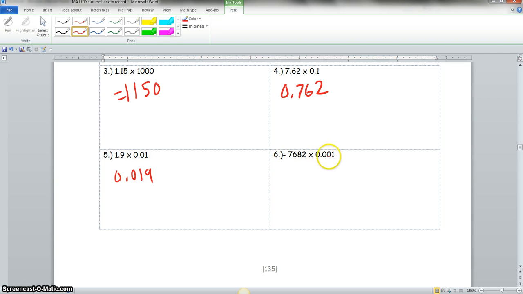Number 6, a negative times a positive, we know is negative. And we add these three digits behind the decimal, so we have to move the decimal 3 places to the left. We know it's assumed to be a decimal after this 2, so our answer would be a negative 7.682.